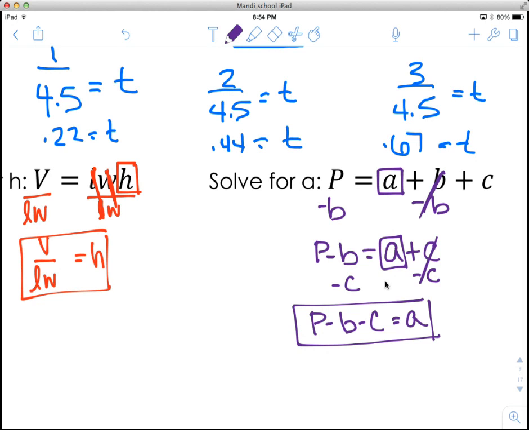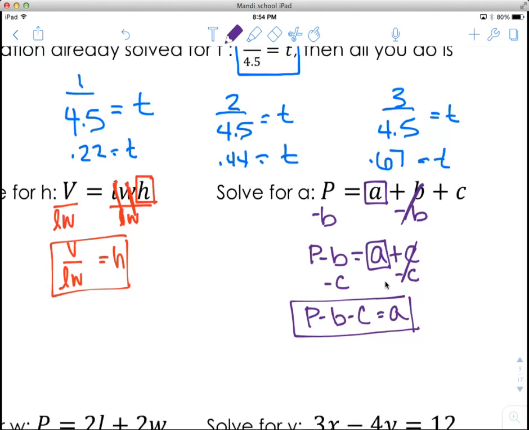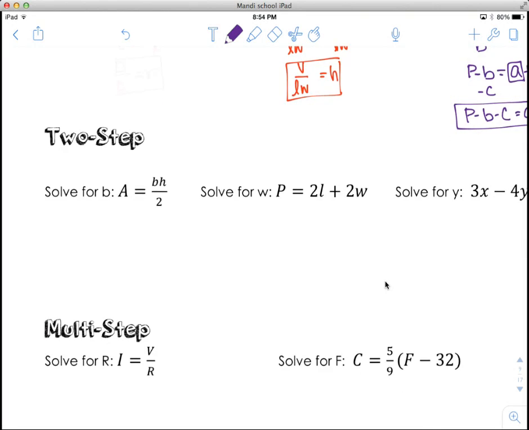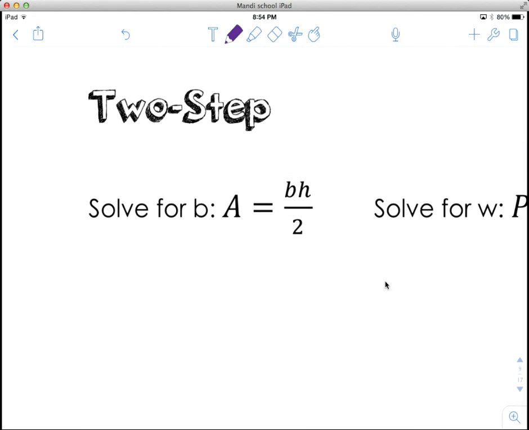You are really just rearranging. You're not going to get A equals 12. In this example here, you're not going to get h equals a number. You are really just rearranging the equation so that it looks like something different, something easier to substitute into. So let's try two-step equations.